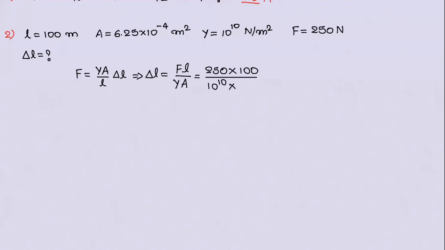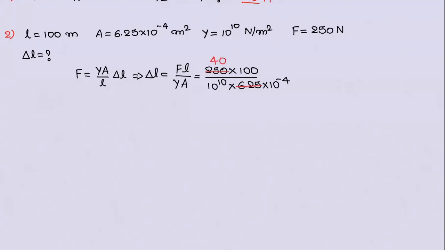My God, the denominator. Okay. Area is 6.25 into 10 power minus 4. So if you simplify this, you will get there. It's easy to deal with, simple formula substitution. 250 by 6.25 will be around 40. Yeah, this will be 40 times.